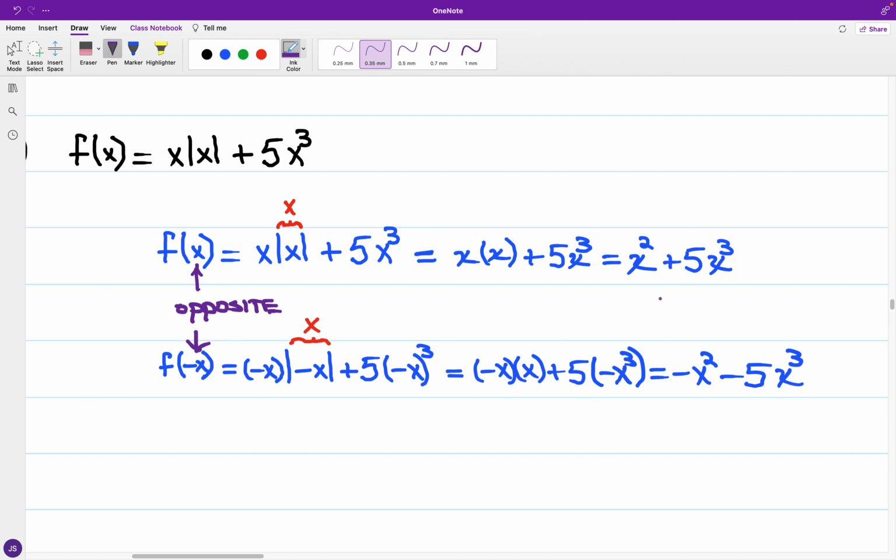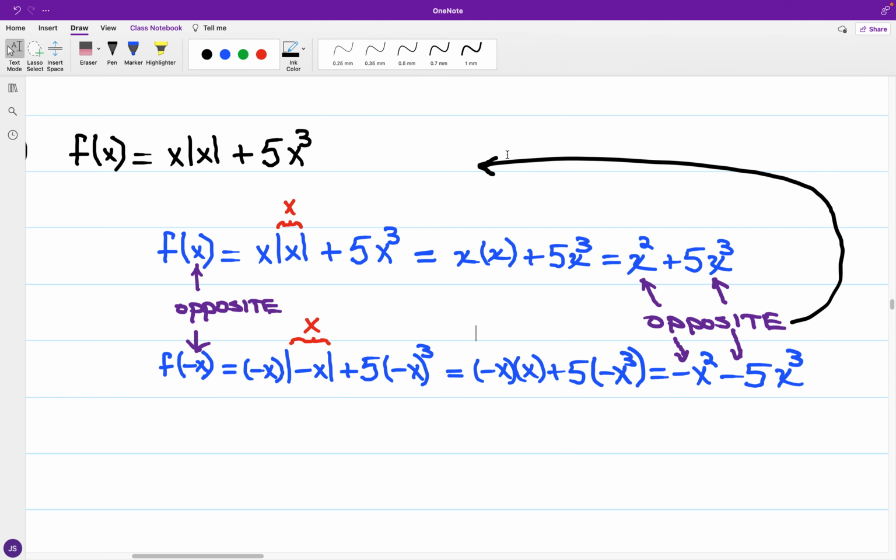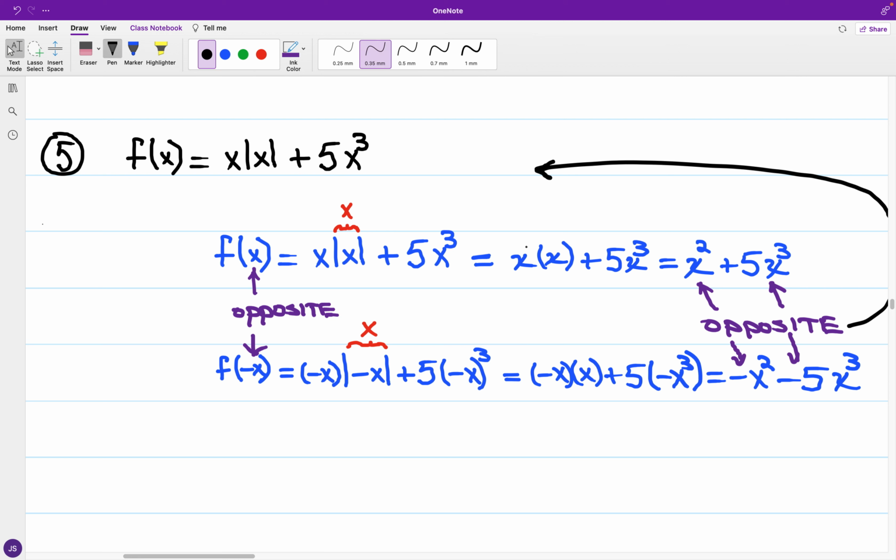And if you look at the output terms, you have x squared and negative x squared. Also for f of x, we have included in the output 5x cubed, whereas for f of negative x, we have minus 5x cubed. And so we have the outputs to be unanimously opposite each other. From this case, since everything is opposite in the output as we apply additive inverse inputs, it turns out that our function f of x equals x times the absolute value of x plus 5x cubed is going to be an odd function.